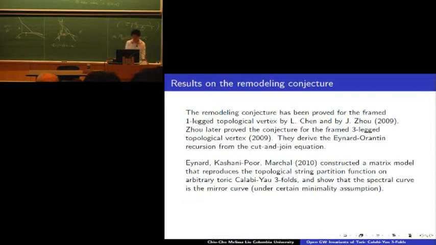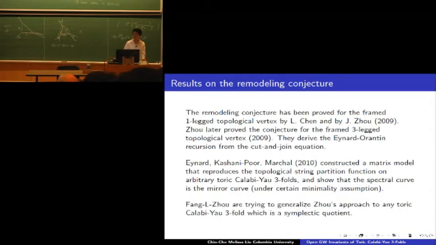It seems reasonable to try to generalize Zhou's approach to any toric Calabi-Yau threefold, because for any toric Calabi-Yau threefold, we also have a cut-and-join equation for open Gromov-Witten invariants. So we are working on that. So thank you.